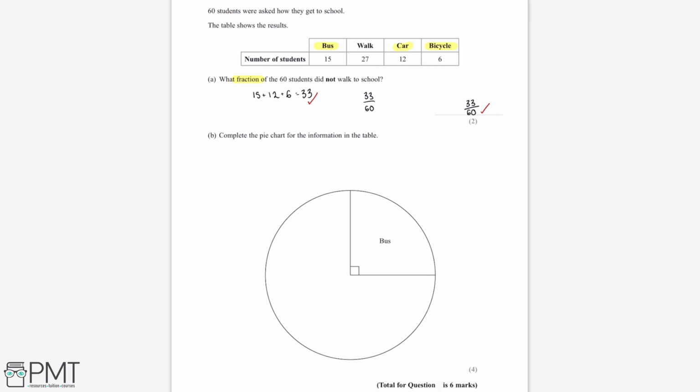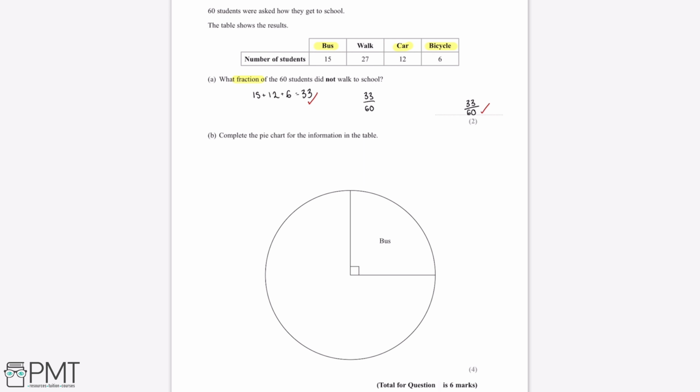Complete the pie chart for the information in the table. So what we can see for this question is that the section for the number of students which travelled to school by bus has already been filled in on the pie chart. So we can ignore this bus column here. So in order to complete this pie chart, we're going to need to work out the number of degrees we'll need to add on for each student.